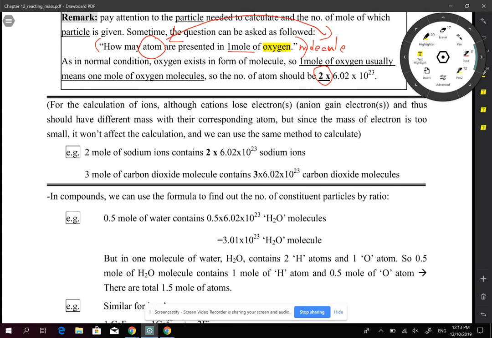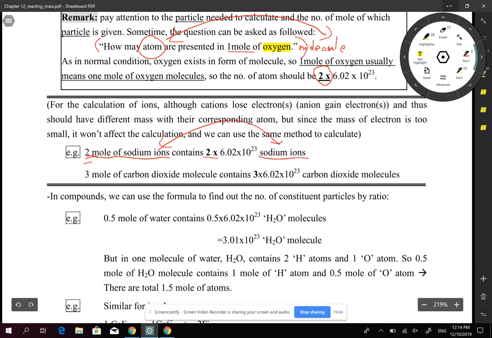So the following 2 examples. If you are given 2 mole of sodium ions and you are asked to find out how many ions are in that, they are talking about the same thing. So just multiply 2 with the Avogadro constant.